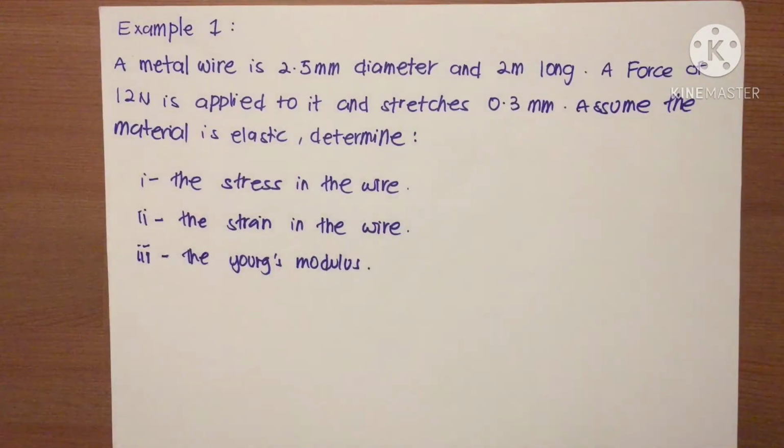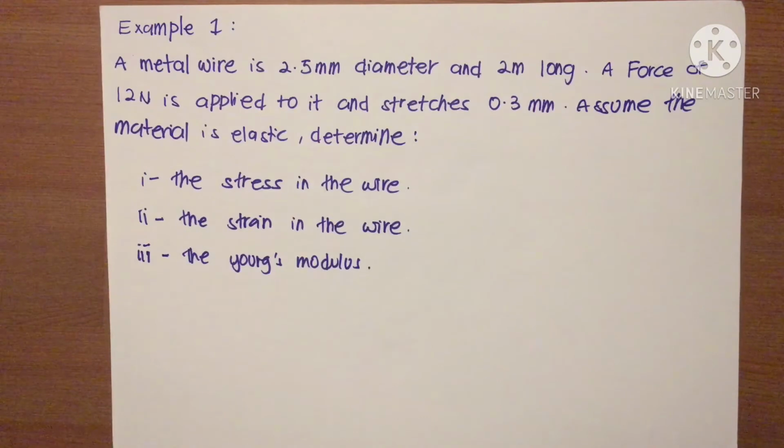Okay, now we're back to the first question, example 1. Let's read the question first. A metal wire is 2.5 millimeter diameter and 2 meter long. A force of 12 Newton is applied to it and stretches 0.3 millimeter. Assume the material is elastic. Determine: the first question asks for the stress in the wire, the second is the strain in the wire, and the third is the Young modulus of the wire.